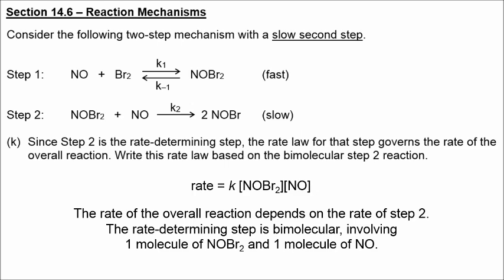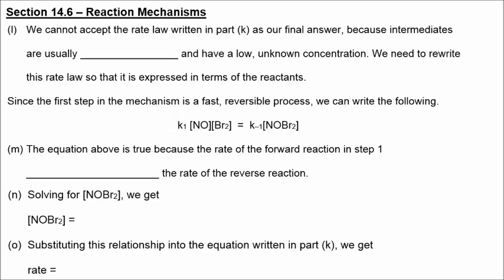And then we have 1 molecule of NO. We cannot accept the rate law written in part K as our final answer because intermediates, as we've talked about already, are actually unstable and we have no control over their specific concentration. We can't throw in this NOBr2 at the beginning of the experiment. So we have to rewrite this rate law to express it in terms of reactants only, so not intermediates.